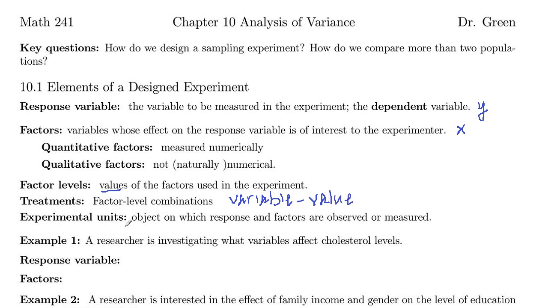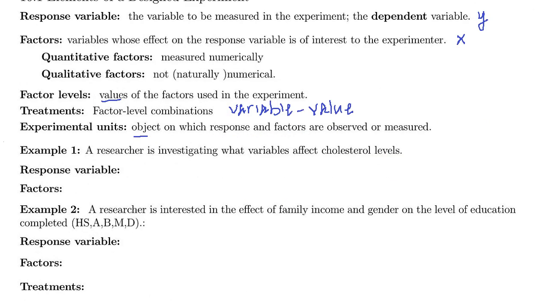And then the experimental units are the objects on which the response and the factors are observed or measured. Many times your experimental units are people. So let's look at an example here. Researchers investigating what variables affect cholesterol levels. So the response variable, that's your y variable. Well, cholesterol levels are going to depend on the independent variables. So cholesterol is responding to independent variables. So that is your response variable. So cholesterol levels.